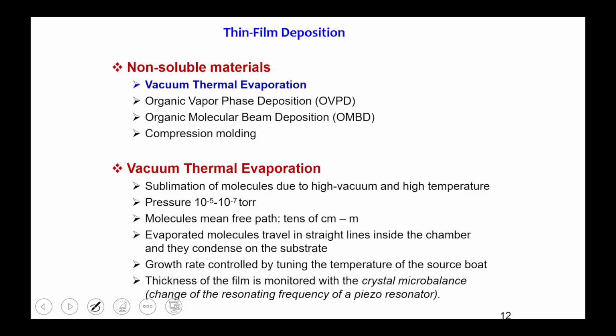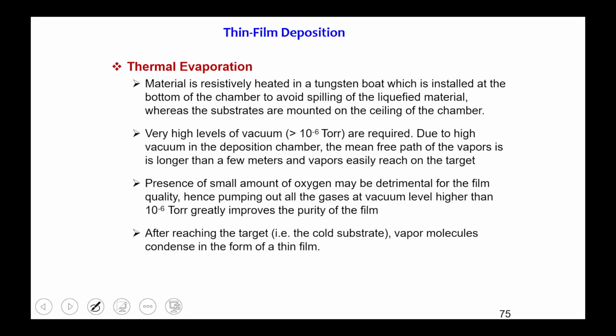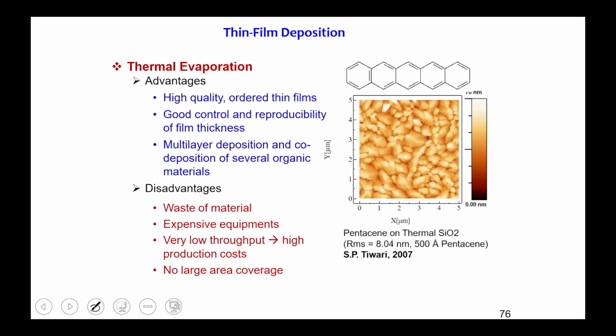So again, these are non-soluble materials. This is just evaporation technology, the thermal evaporation. This is the diagram of the thermal evaporation we use for deposition of materials, aluminum, gold, chrome, or whatever materials are required. After the deposition, this is the AFM image, atomic force microscopy image, of that material.